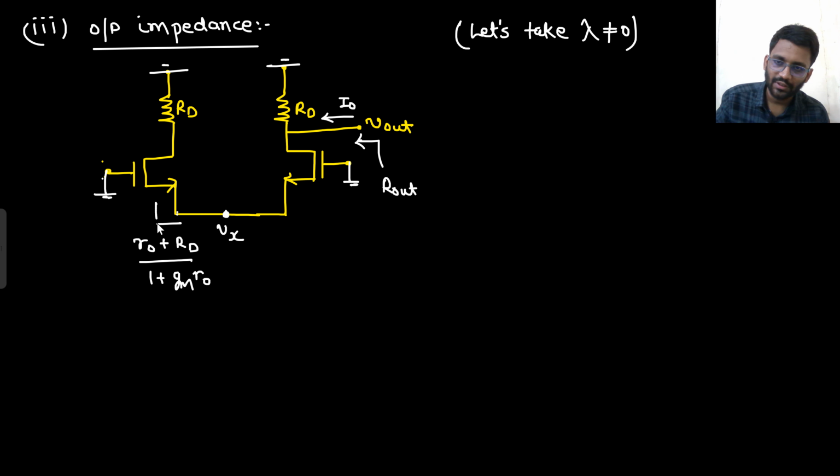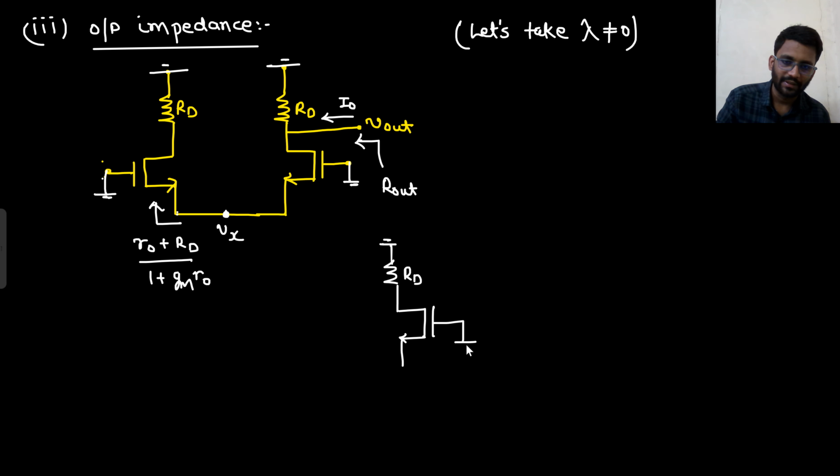So this is the resistance you see from here, right? So basically I can reduce my circuit. I guess I have dealt with this question in one of the previous videos. In one of the assignments we have seen this kind of question as far as I remember. But let's just practice once again. Now this resistance is replaced with R0 plus RD upon 1 plus Gm R0, and this is your V out.